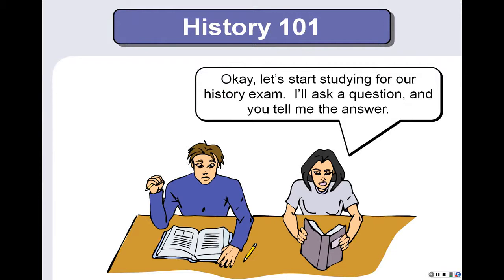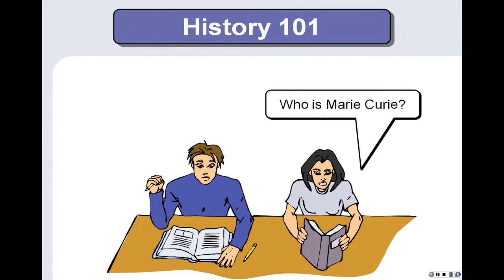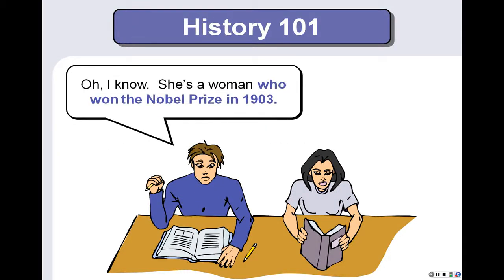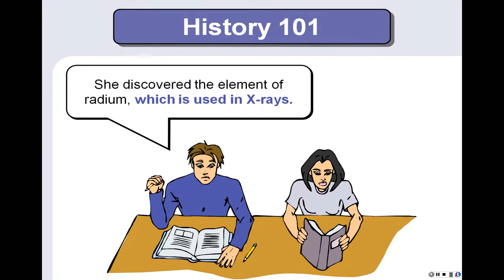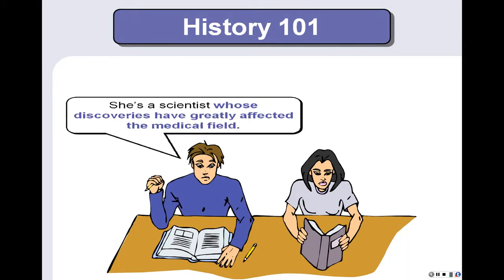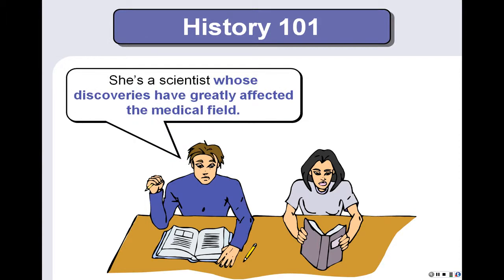I'll ask a question and you tell me the answer. Who is Marie Curie? Oh, I know. She's a woman who won the Nobel Prize in 1903. What did she discover? She discovered the element of radium, which is used in X-rays. She's a scientist whose discoveries have greatly affected the medical field.